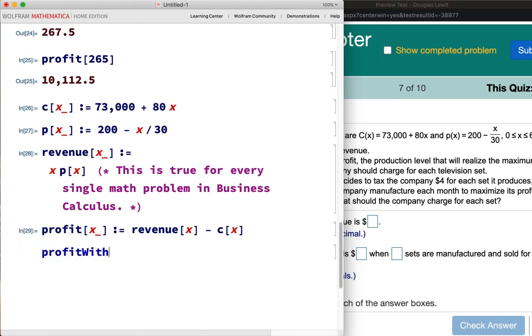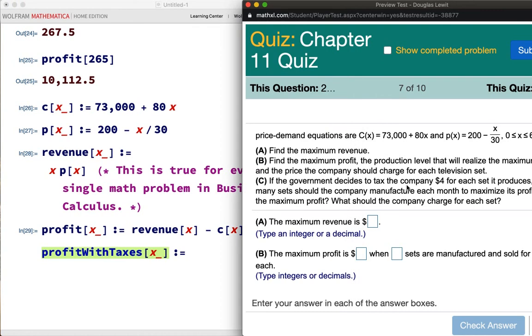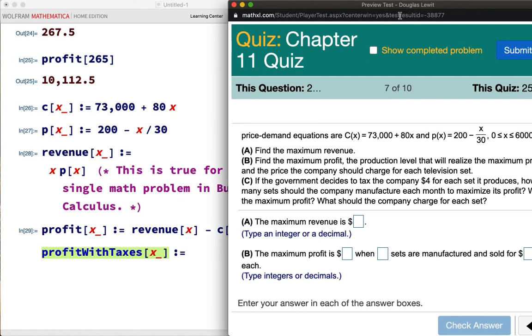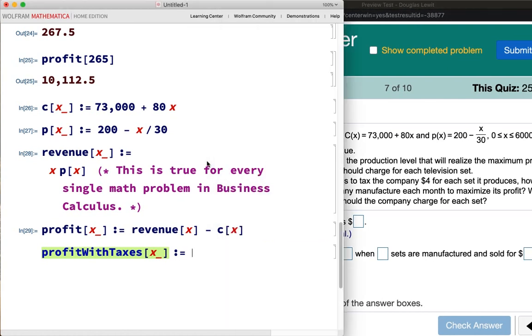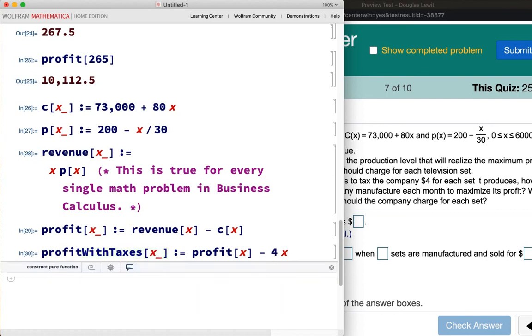Profit with taxes of x. This is a little more complicated. This is going to be, the government decides to tax the company $4 for each television set it produces. So this is actually going to be the same as profit of x, but for each television that you make, you're losing $4 in taxes. So minus 4x. Okay, I think we have all the functions that we need to solve this particular problem.